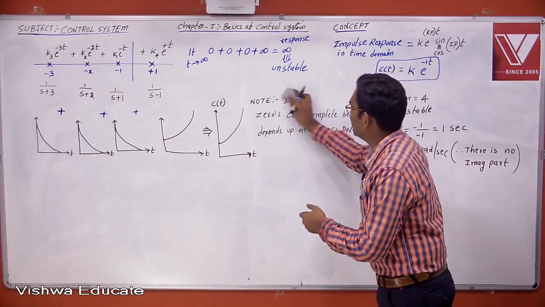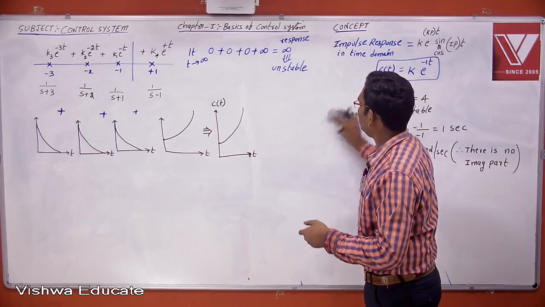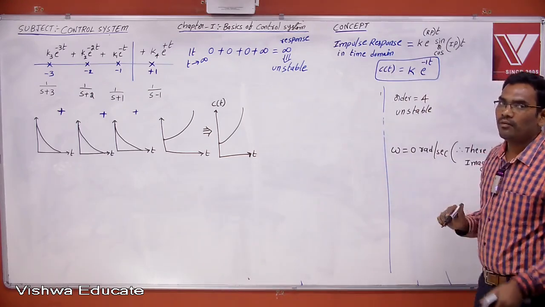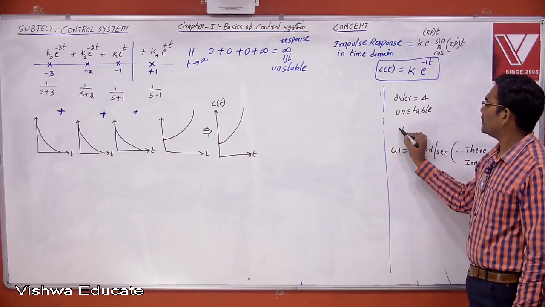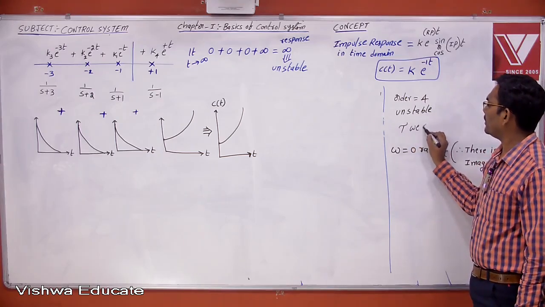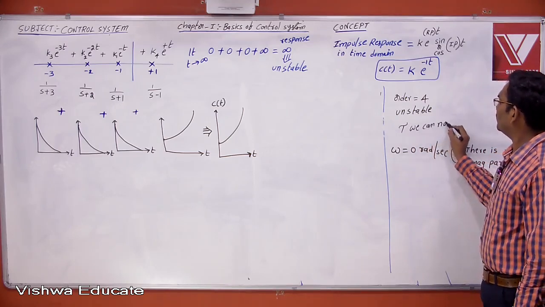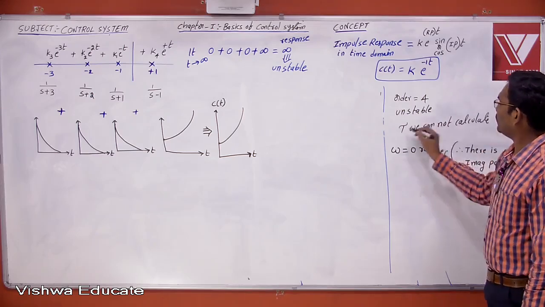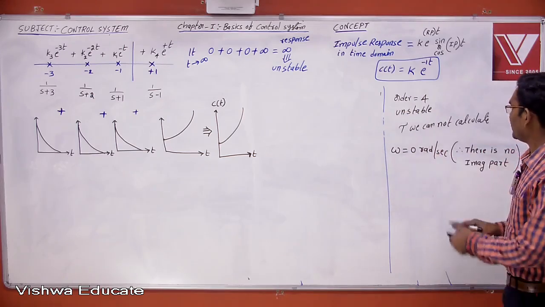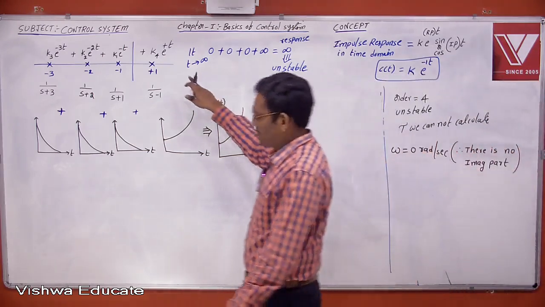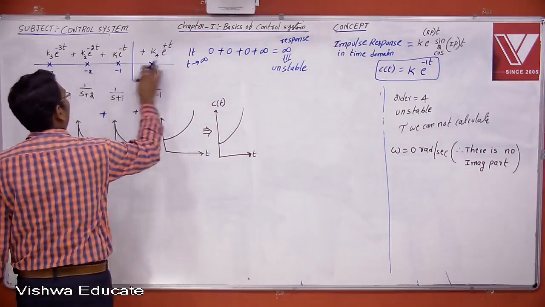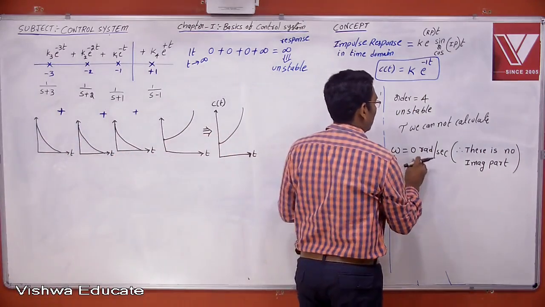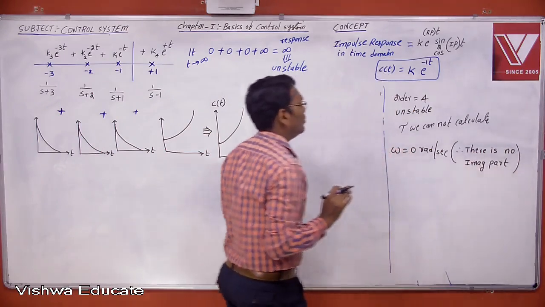System is unstable. Now, what about the time constant? We cannot calculate the time constant, because the system is unstable. Now, is there any imaginary part? No, all the poles have a real part, no imaginary part. Therefore frequency of oscillation is 0 radians per second. There is no imaginary part.